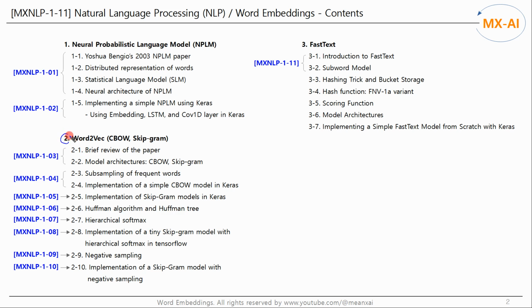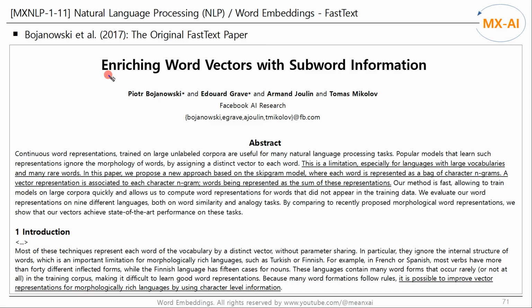In the previous 8 videos, we explored word-to-vec embeddings. In this video, we'll first look at an overview of FastText, and then examine its core idea, the Subword model. Today, we'll discuss the paper titled Enriching Word Vectors with Subword Information, published in 2017 by Piotr Bojanowski and his colleagues at Facebook AI Research.